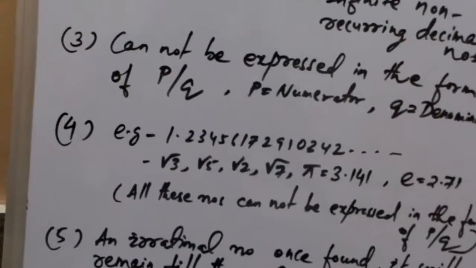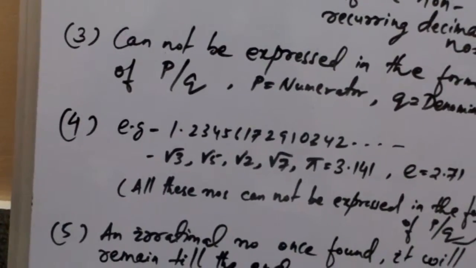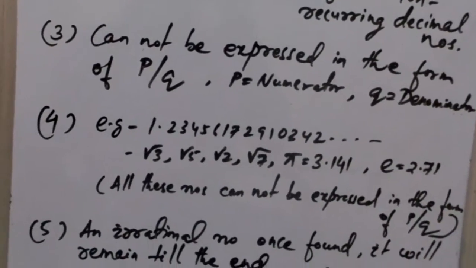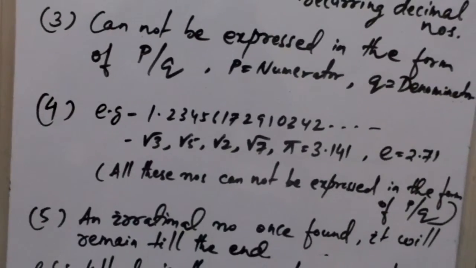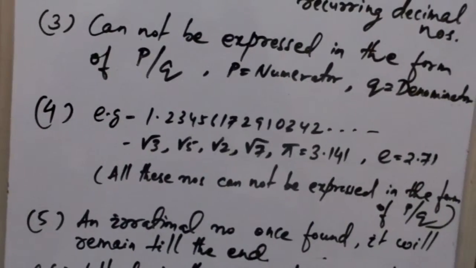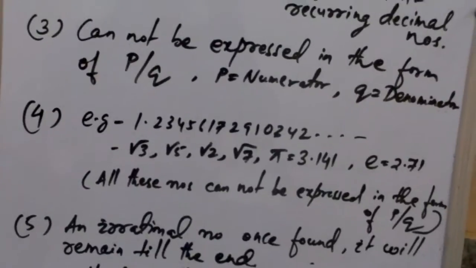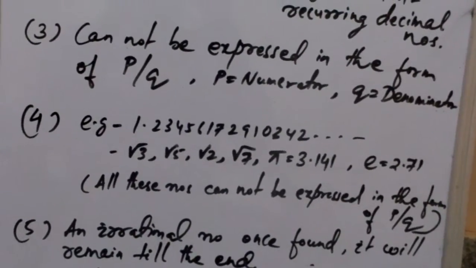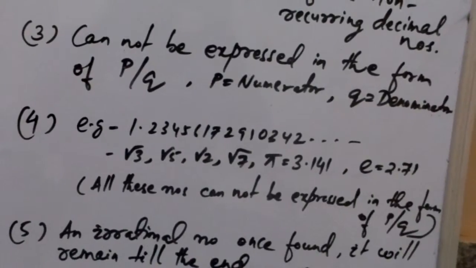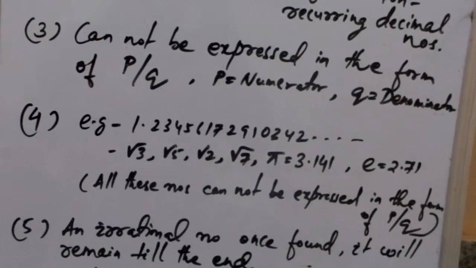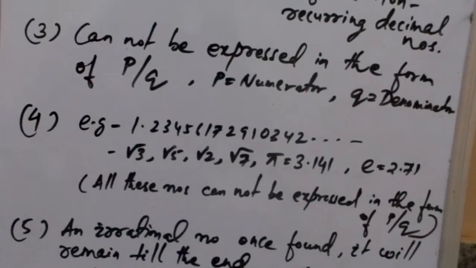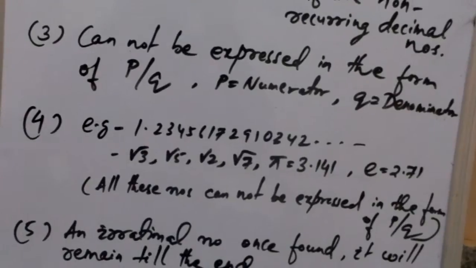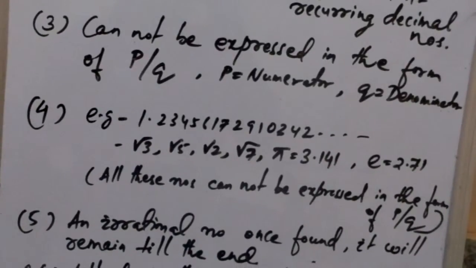There is an important property of irrational numbers. You can see in point number 5 I have mentioned: irrational numbers, once found, will remain till the end. What does it mean? It means that suppose while solving any question, we find a value as root 3 plus something. That means our answer should have an option with root 3.